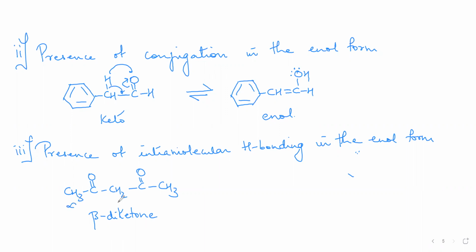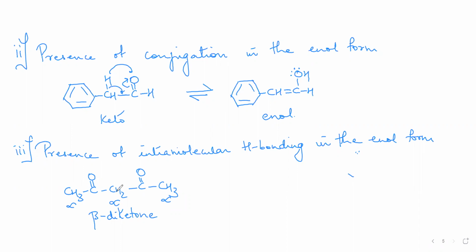This is the alpha carbon. This is also the alpha carbon, and this is also the alpha carbon. Out of these, which will have the most acidic hydrogen? This one or this one? The acidic strength of this and this will be the same. Yes, the middle one. Why will the middle one be more acidic?